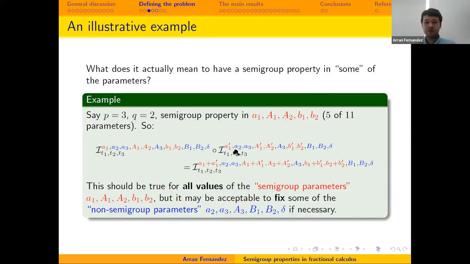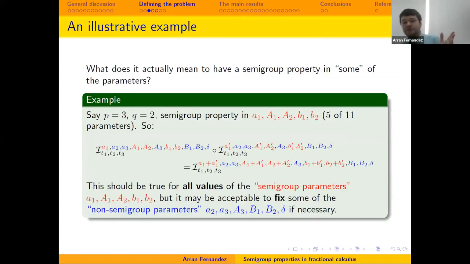Look at little a2, little a2, little a2. Delta, delta, delta is the same. Big A1 semigroup, big A1 prime, and the sum of them. So this is the semigroup property for operators. This should be true for all values of the red parameters, but we may need to fix some of the blue parameters. Why is that?